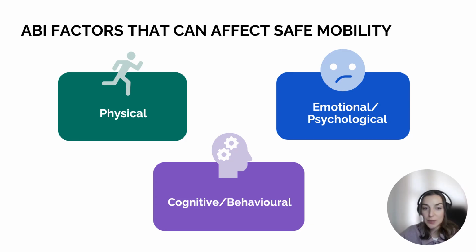So now we have a clear picture of the physical, emotional, cognitive, and behavioral impacts of ABI on safe mobility and overall well-being. These factors are all interconnected, so it's not just enough that we focus on one of them without considering the others.